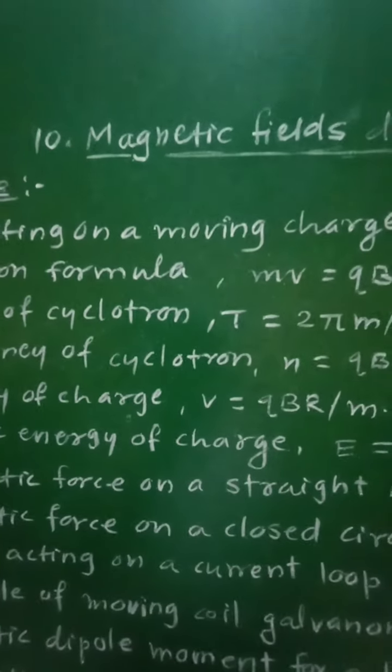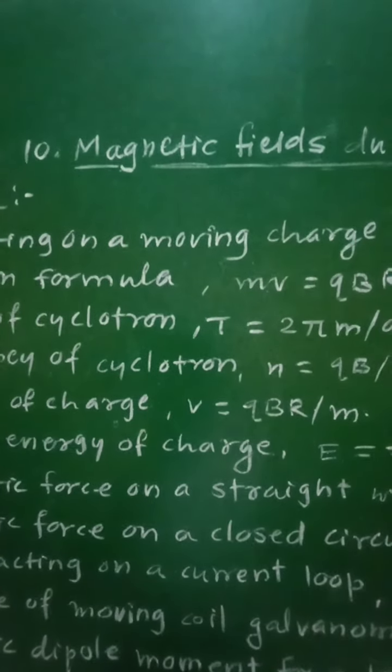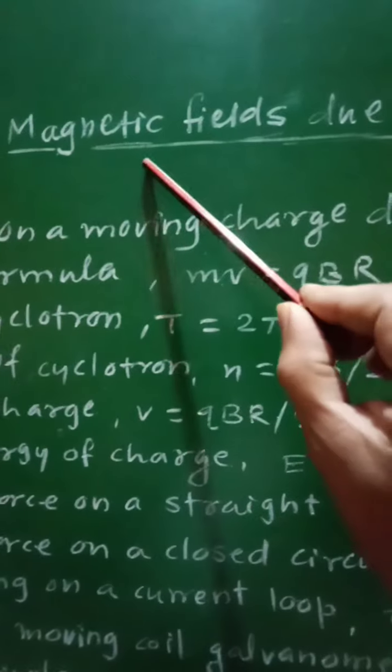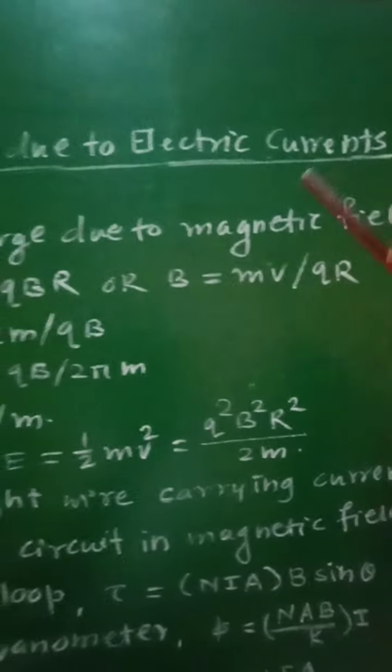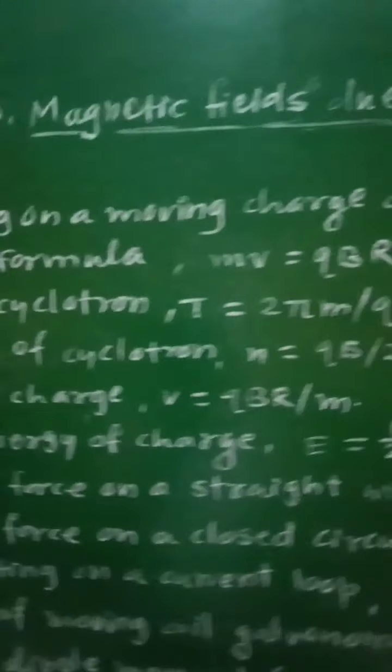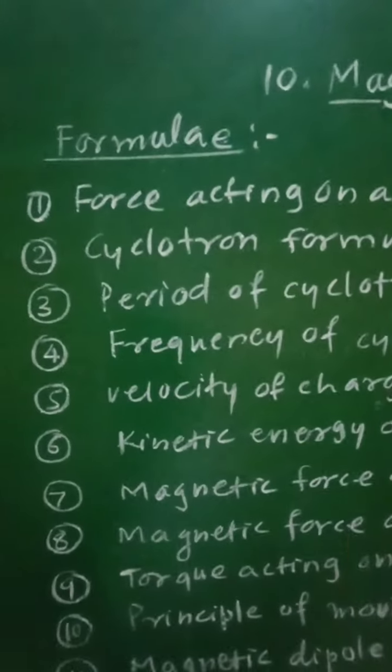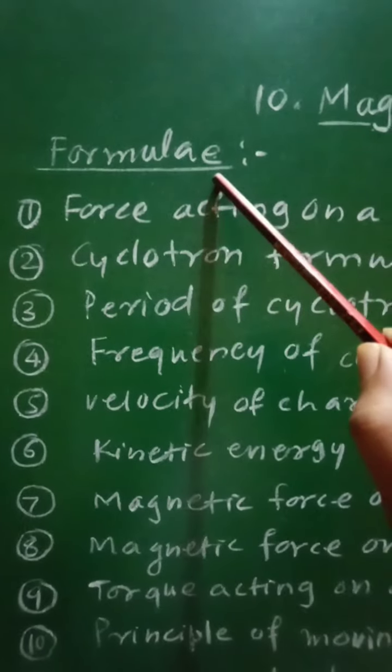Class 12th, subject physics, 10th chapter, magnetic fields due to electric currents. From the chapter, let us see some of the formulae.